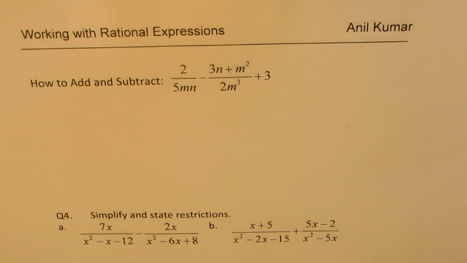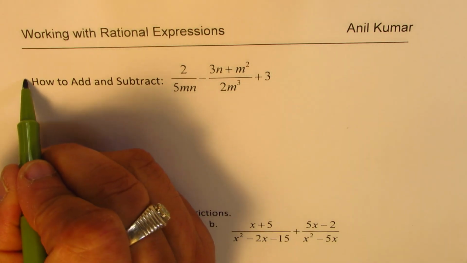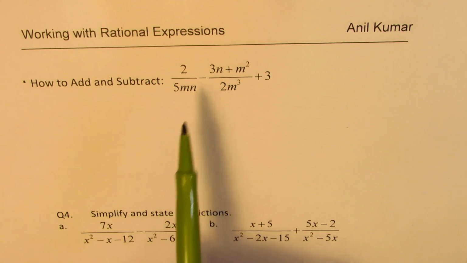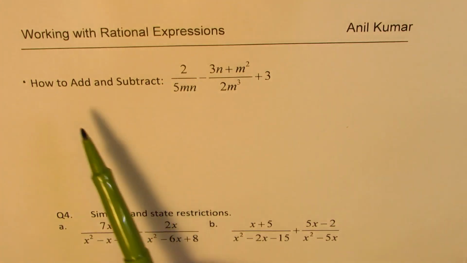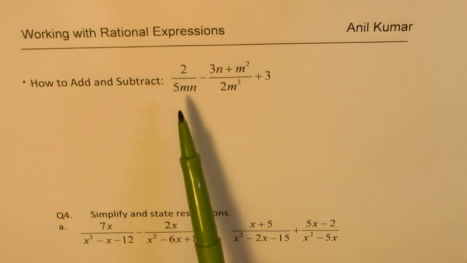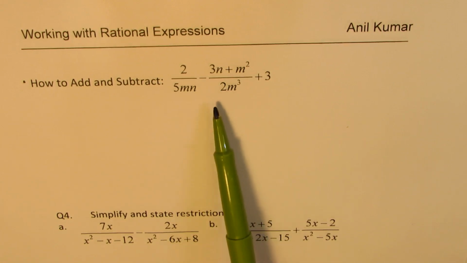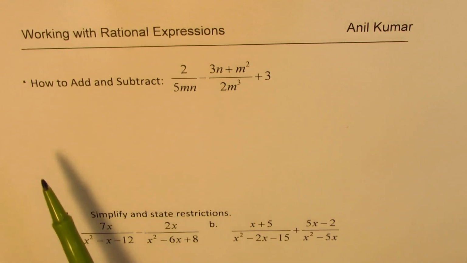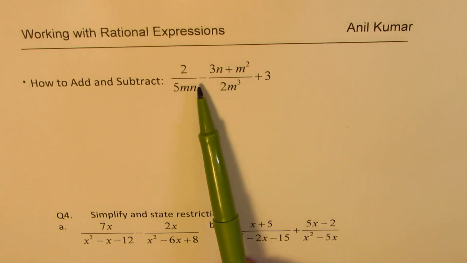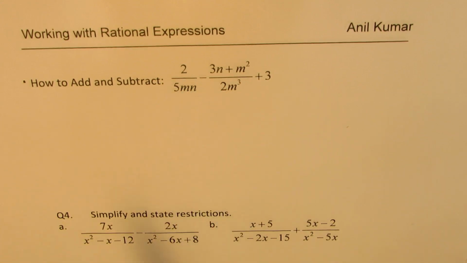In this video, we will learn how to add and subtract rational expressions. So I have an example for you, and we'll try to understand the concept by solving this example. It is 2 over 5mn minus 3n plus m squared divided by 2m cubed plus 2. Now here we need to add 3 and take away all this from 2 over 5mn.